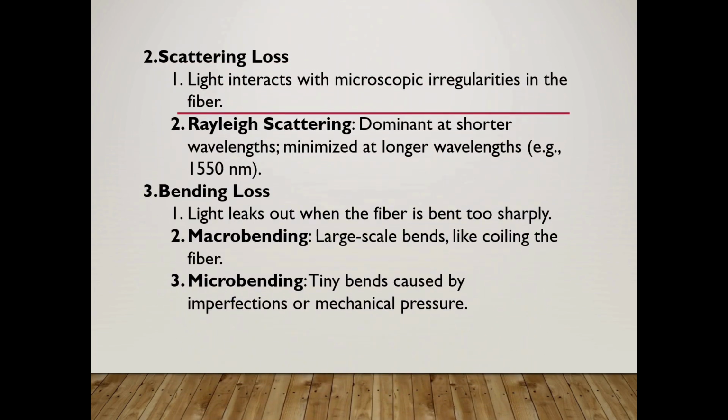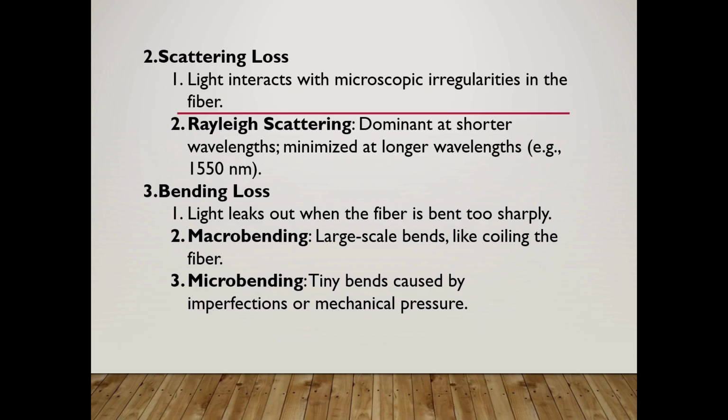The second type is scattering loss. This is one of the most significant contributors to attenuation in optical fibers. It occurs due to microscopic irregularities in the glass structure of the fiber. Rayleigh scattering is the most common type of scattering loss in optical fibers. It occurs when light interacts with variations in the density or composition of the fiber material. These microscopic variations scatter the light in all directions, causing signal loss.